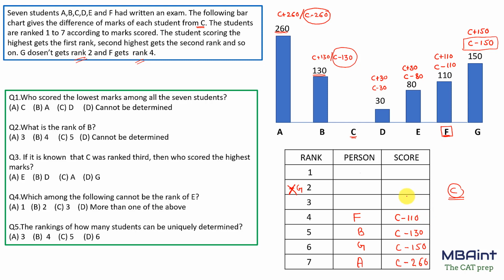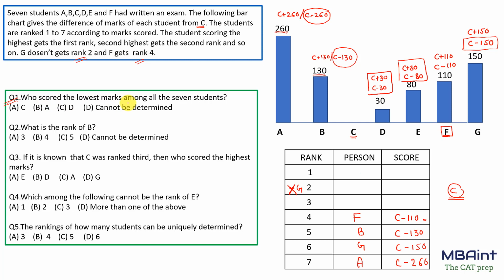Now a value greater than C minus 110 can be any value of D, C plus 30 or C minus 30, both are greater than C minus 110. Also I can take both of these values, right? C plus 80 or C minus 80 is also greater than C minus 110, but these are fixed. Now let's try to answer the questions.